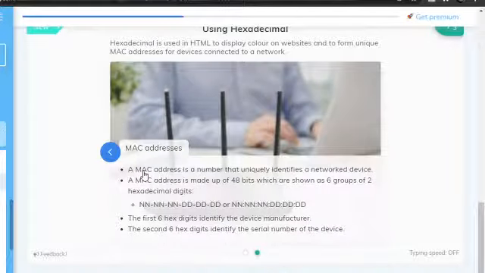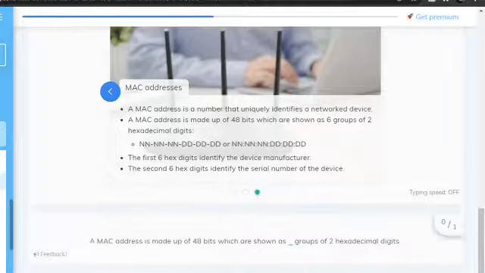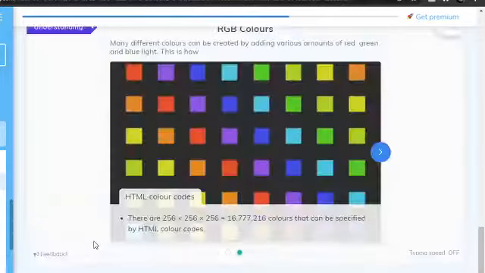And MAC address. A MAC address is a number that uniquely identifies a network device. The MAC address is made up of 48 bits, which are shown as 6 groups of 2 hexadecimal digits. I think that's pretty simple to understand. The first 6 hex digits show the manufacturer, so who made the device, and the next 6 will show the serial number of the device, thus your uniqueness.